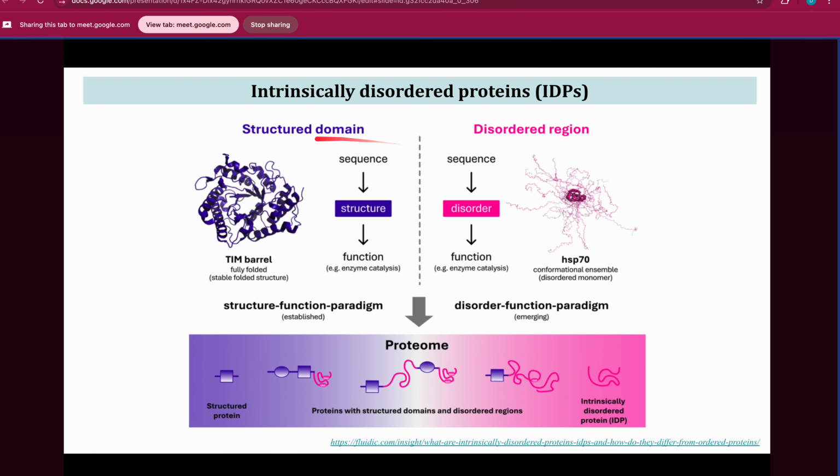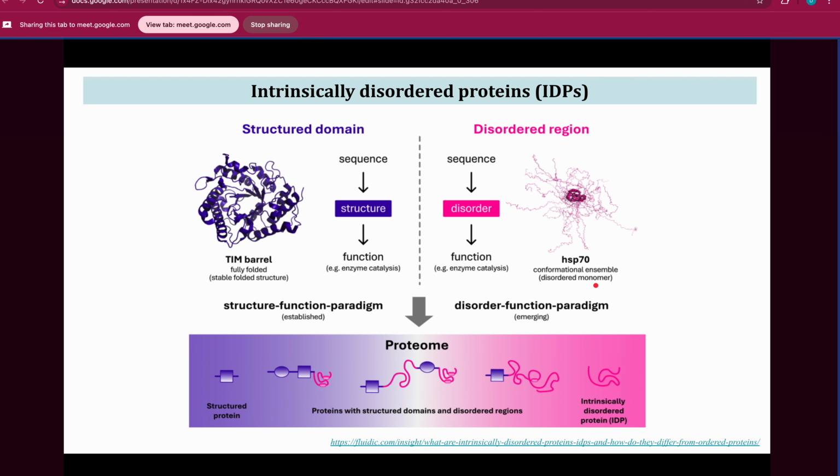So now this is the difference between a structured domain versus a disordered region. A sequence will have a proper structure, and it will have some functions such as enzyme catalysis. An example is the TIM barrel, which is a fully folded, stable structure. Whereas if we talk about the disordered region, the example is HSP70, which is heat shock protein 70, and which has a conformational ensemble. Conformational ensemble means that it does not adopt a single stable conformation, but there is a combination of different conformations which it can take.